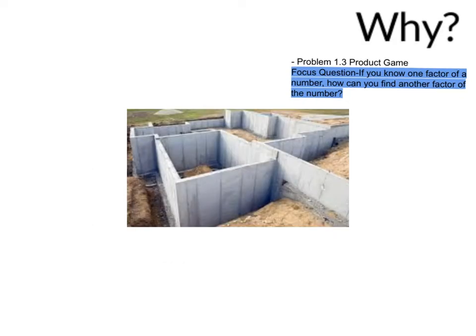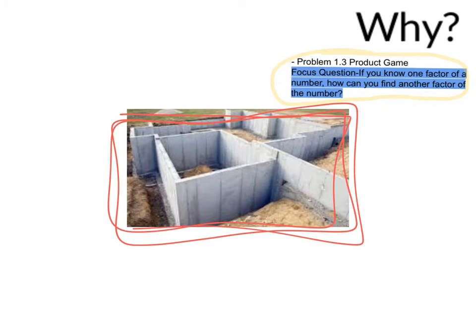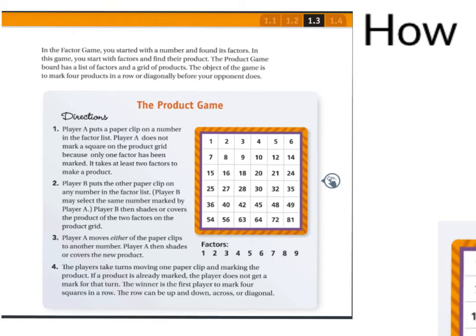All right, so moving along. Why are we learning this? Well, we're learning it because today we want to focus on determining how to answer this focus question. If you know one factor of a number, how can you find another factor? And we're continually building our math foundation, getting a strong foundation, really working on our math facts. So how are we going to do this? We're going to do this by playing this game 1.3, and it's called the product game. And the product, we know, is the answer to a multiplication.